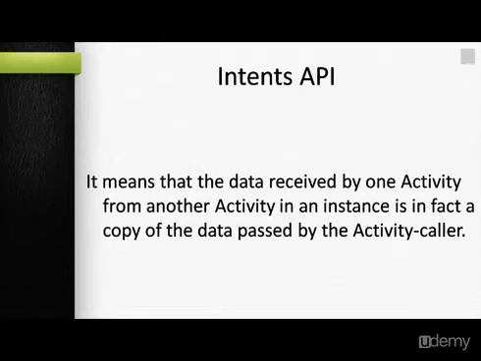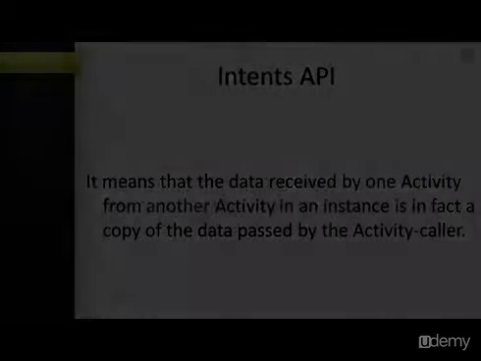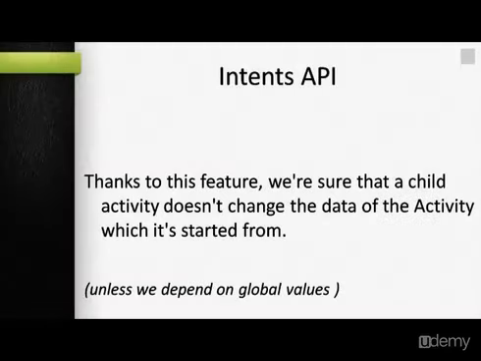Therefore, we must use serializable or parcelable if we want to put in there some more complicated objects. Thanks to this, we're sure that a child activity, or the one that is started from the parent activity, will not modify any state of the activity that called it. This way, we can be sure that our application will run reliably if we allow our activity to be started from other applications. Unless we rely on global values. As mentioned earlier, it's not an absolutely good solution.